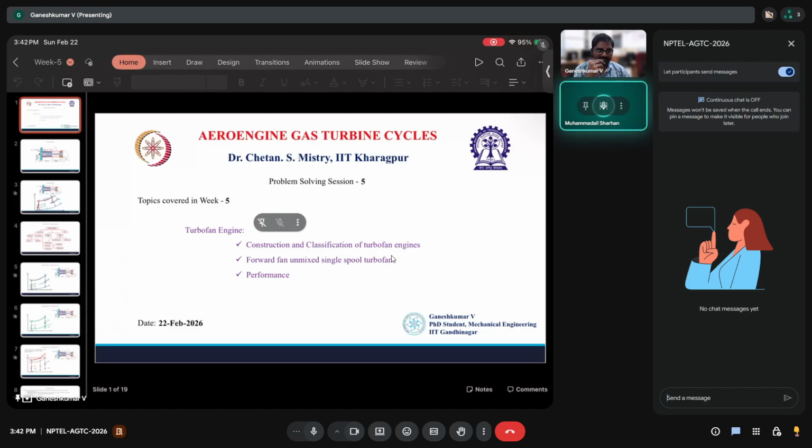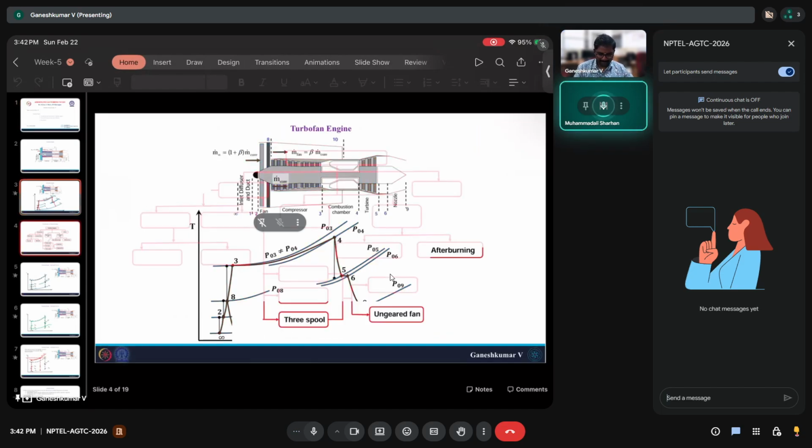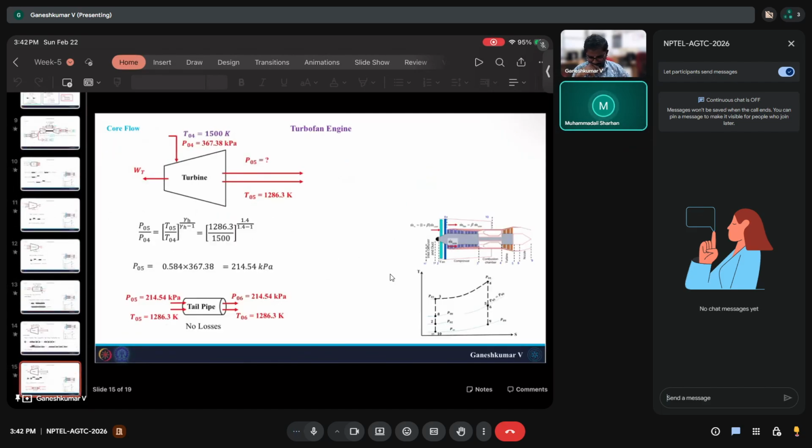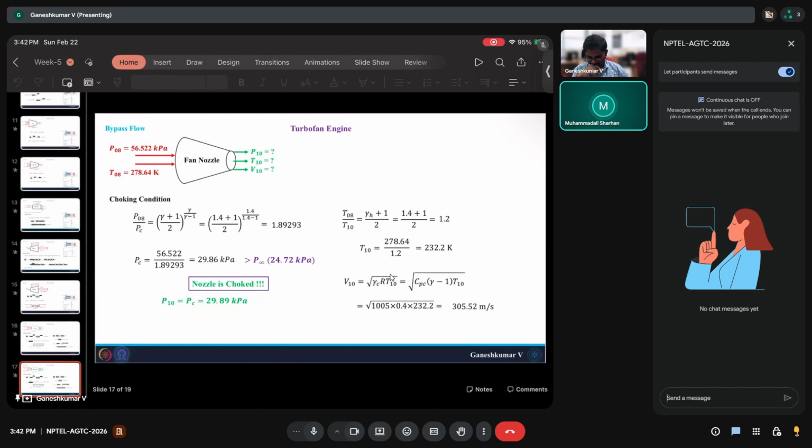Sir, in the nozzle, while calculating the exit velocity, for an unchoked nozzle only we are considering the nozzle efficiency. For a choked nozzle, we are not considering the efficiency. Is there any reason?